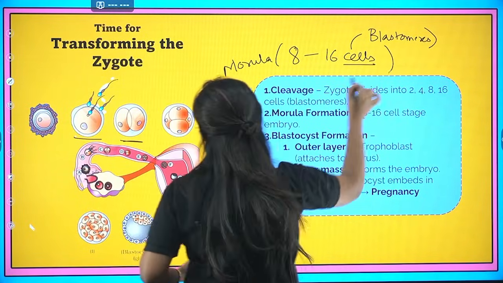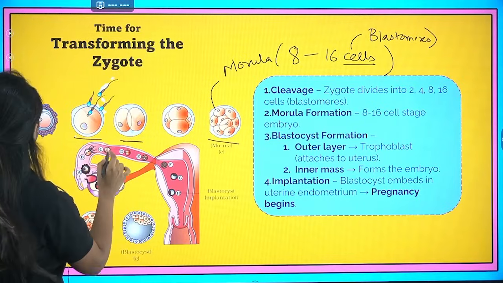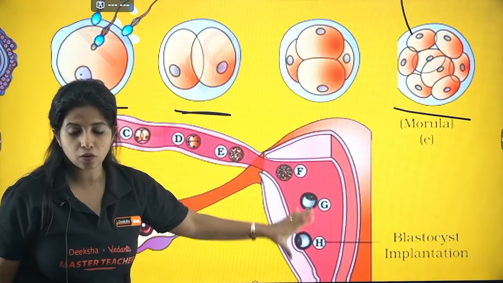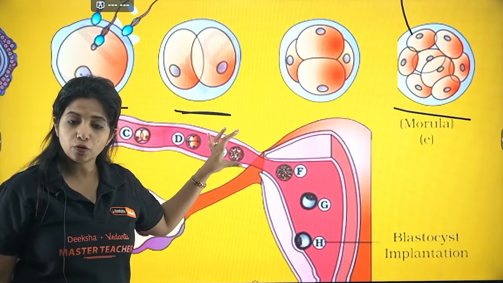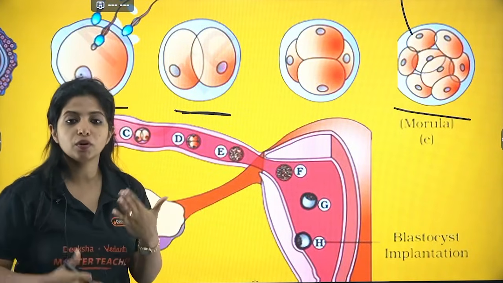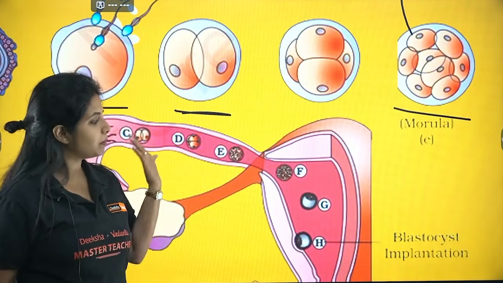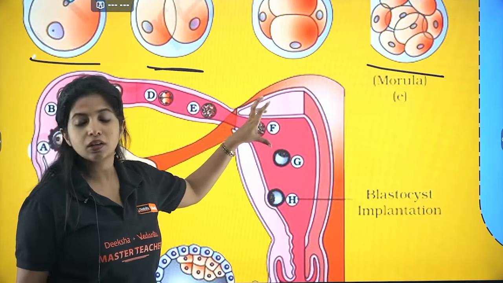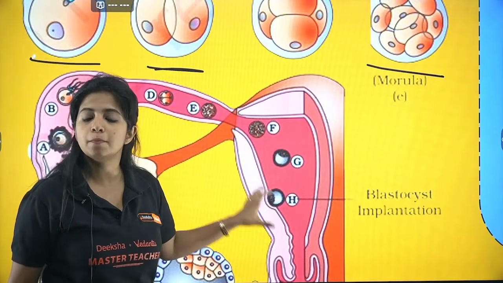This is morula. Where is this happening? This is happening up over here, in the fallopian tube, they are moving. Again, we have reached morula over here. Morula is also going to keep on dividing. You get multiple stages, but one famous stage is where the embryo finally goes and gets implanted.